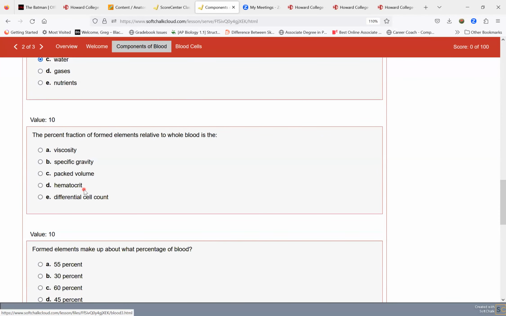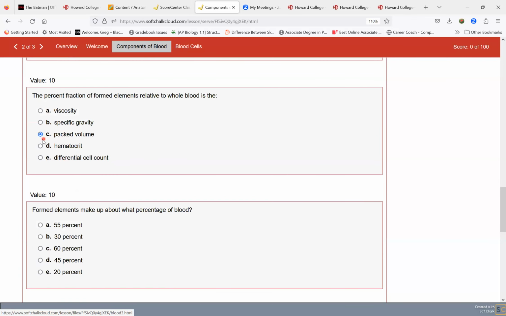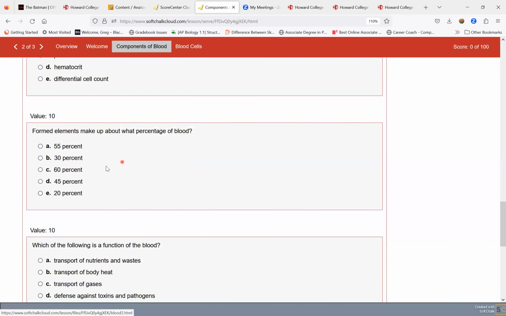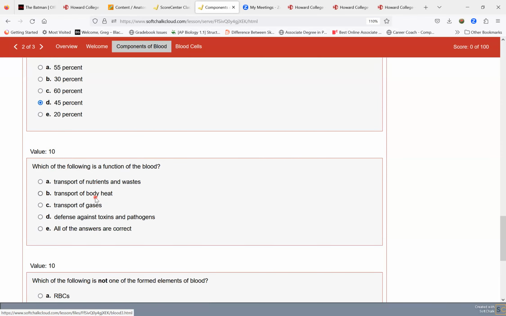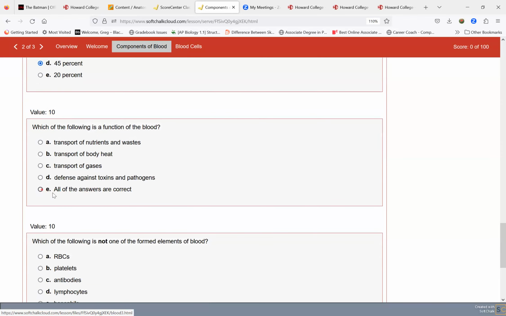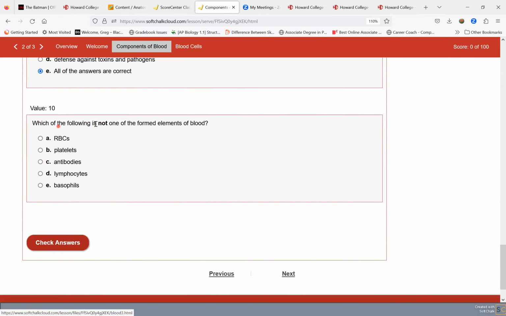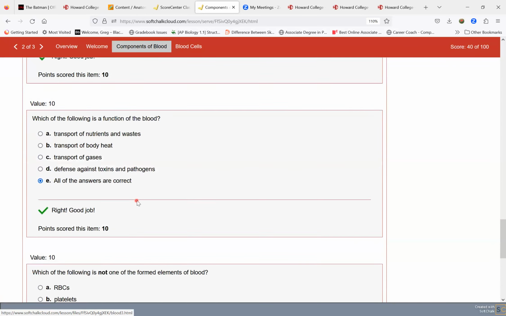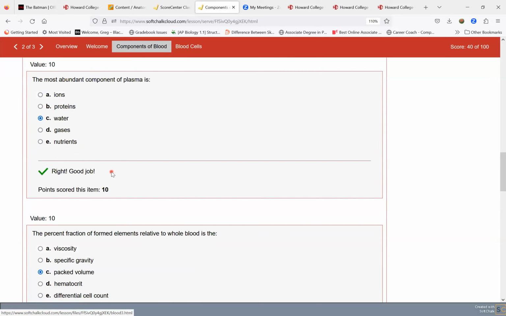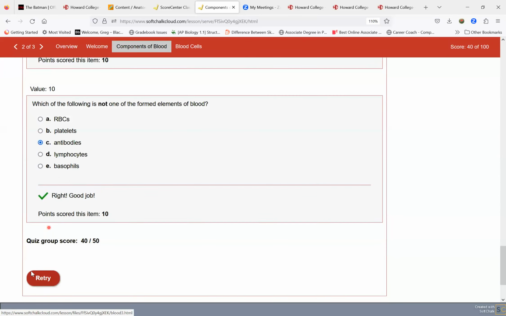Let's see, blah, blah, blah. Percentage fraction of formed elements in whole blood. Oh, yeah, okay. Which of the following is the function of blood? That looks like an all the above. Is not part of the formed elements. That would be these. Let's see.